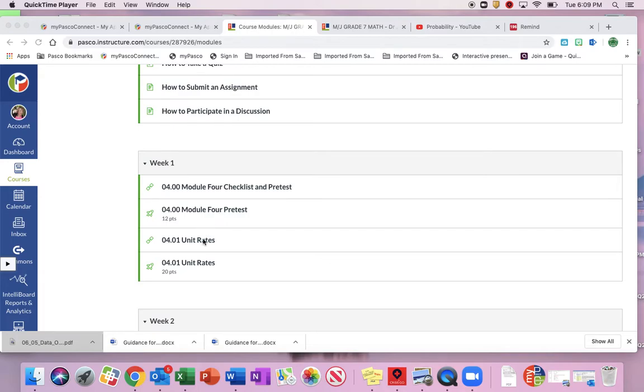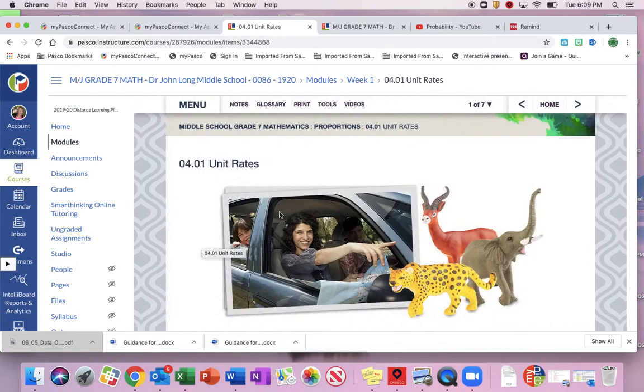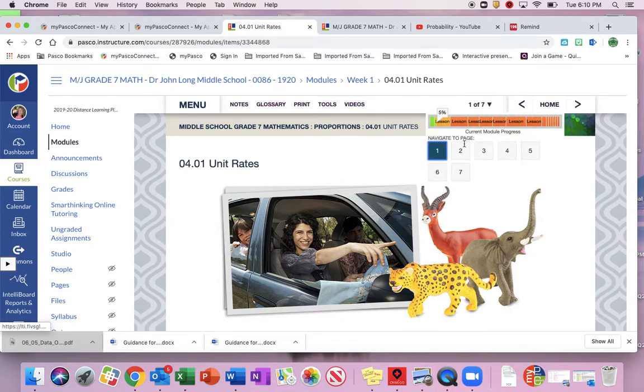You've already done that. You were to do lessons on unit rates, and then you can see that the unit rate quiz here with the rocket is telling you to do the rocket. So we are going to go into the module for unit rates. Looks fun, looks exciting. You've got animals. You're looking up here at the two arrow keys on either side of the word home, or if you need to go to a certain page, you can click 1 through 7.